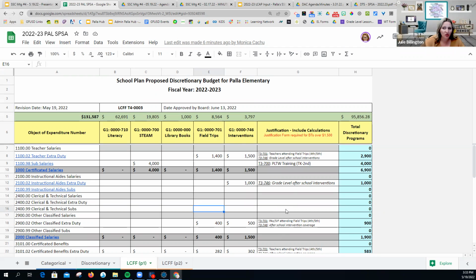Is there any other questions? And like right here, I'm just looking, this is the Project Lead the Way training I was talking about. So I write a lot of notes, but I have the line items here in the boxes of the numbers, and then on the side I'm also explaining what it's for.